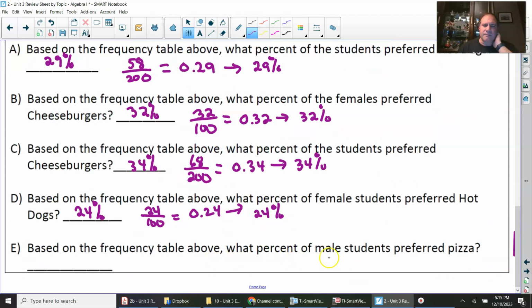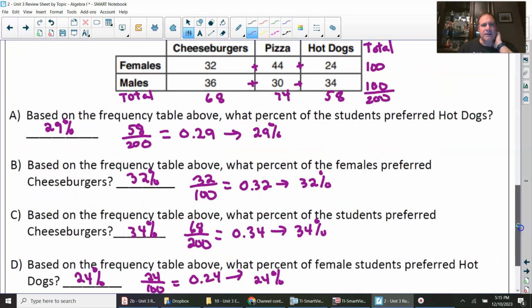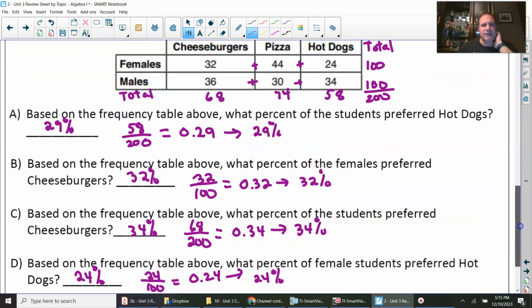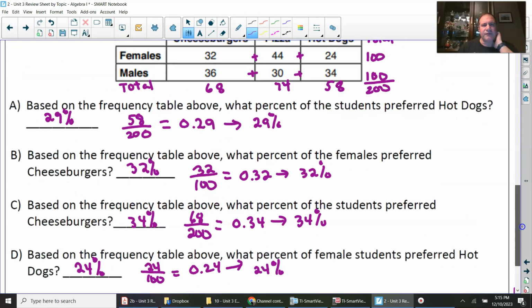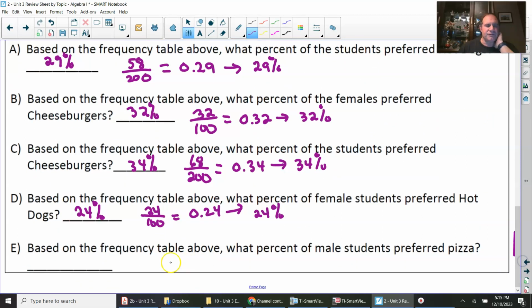Based on the frequency table above, what percent of male students preferred pizza? So male students, there's 100 of them, 30 of them preferred pizza. So we have 30 over 100 equals 0.30, and we get 30%.